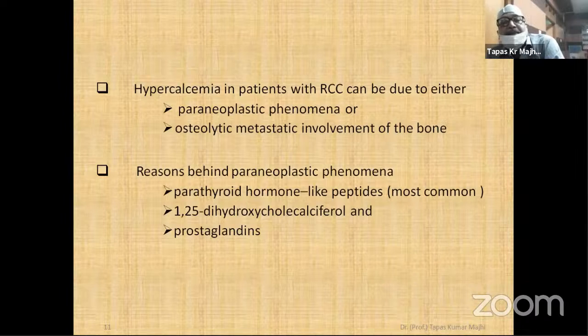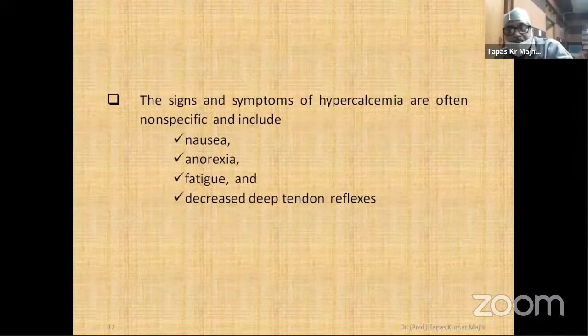One important paraneoplastic syndrome is hypercalcemia in patients with RCC, either due to paraneoplastic phenomena or osteometastatic involvement of the bone. Reasons behind the paraneoplastic phenomena: parathyroid hormone-like peptide, 1,25 dihydroxycalciferol, and prostaglandin.